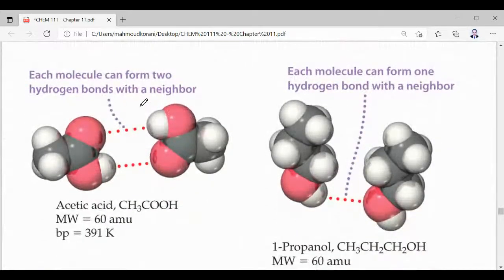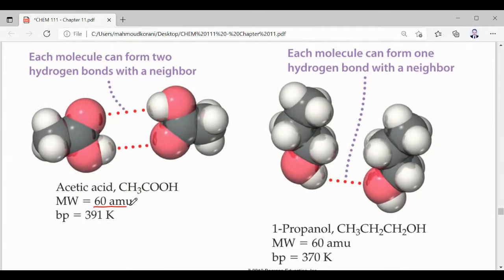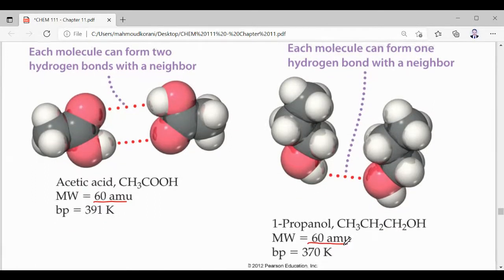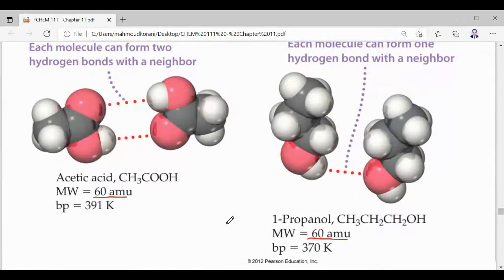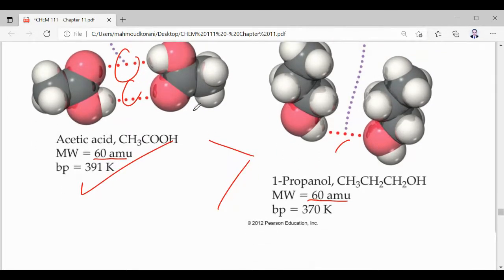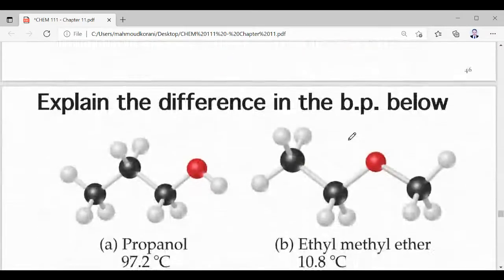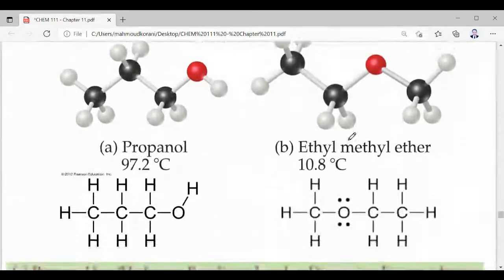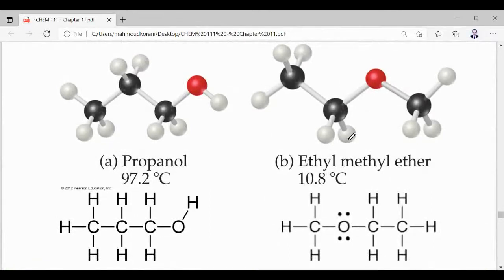Explain the difference between the boiling points. I have already told you before. The molecular weights are the same, so if the molecular weights are the same, just look at dipole and other intermolecular forces other than London force. Here there are two hydrogen bonding sites between the molecules. This one can form only one hydrogen bond. So you could expect that the boiling point here is greater than the boiling point here because the intermolecular forces here are stronger, because the number of hydrogen bonds here is greater, and so on.